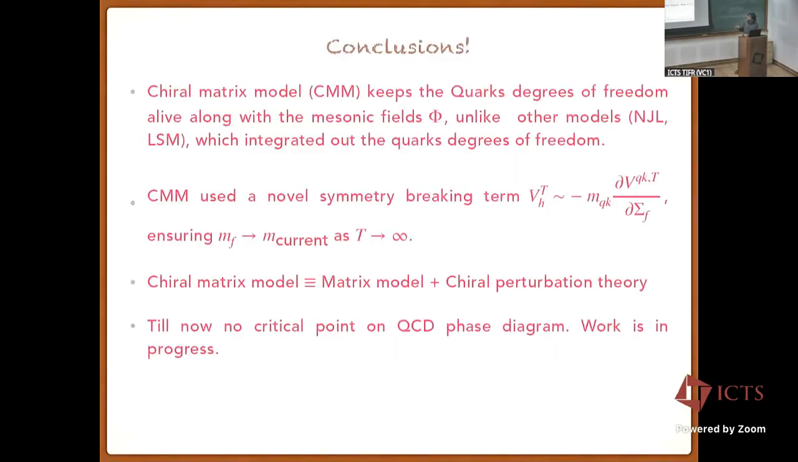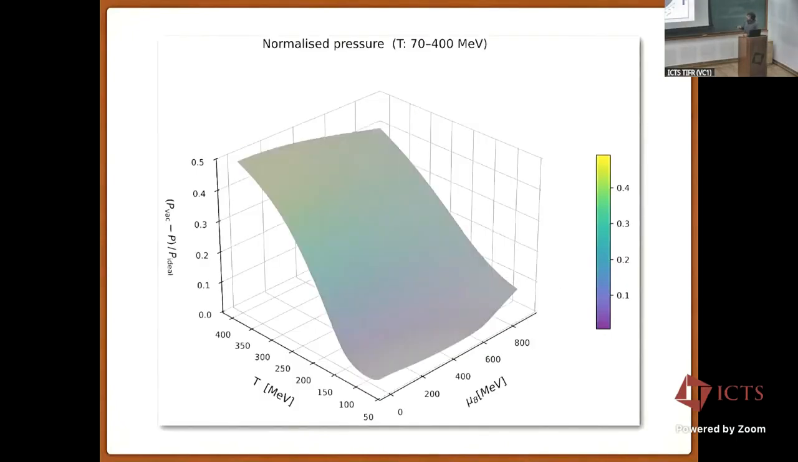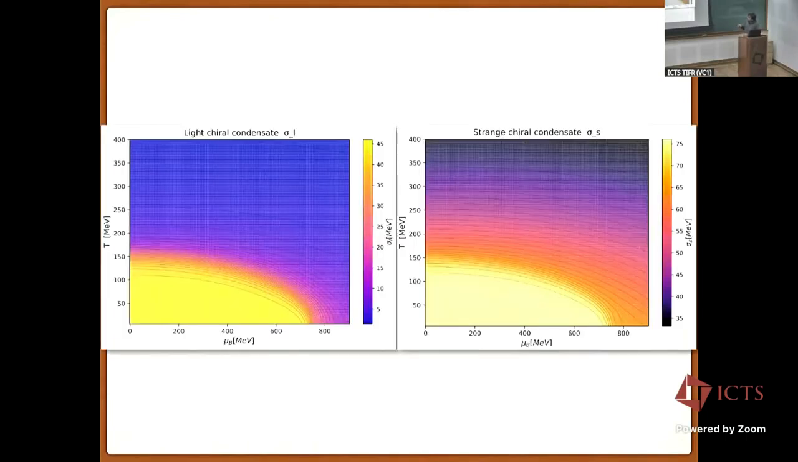So in the PQM model, I guess we don't have any quark and mesonic interaction, but in our model we are considering that also. That way it is different. And this is the pressure, and also the condensates, the light chiral condensate and the strange chiral condensate. This has some high values and then it goes down.